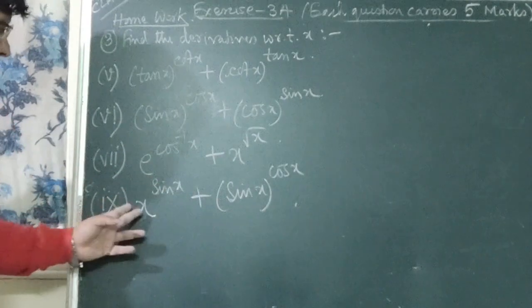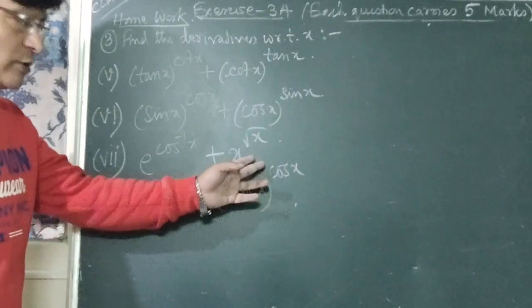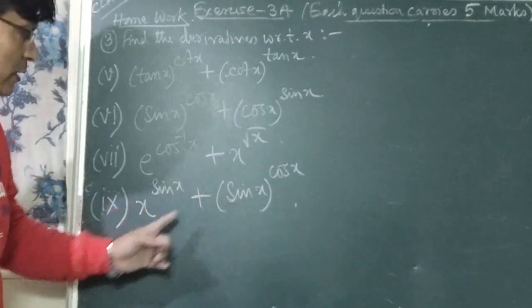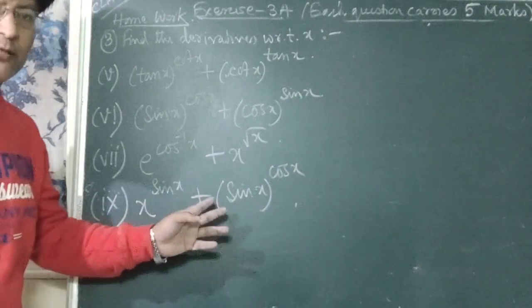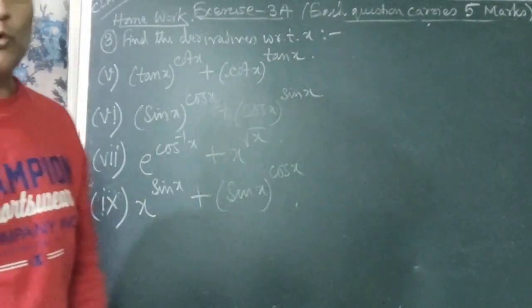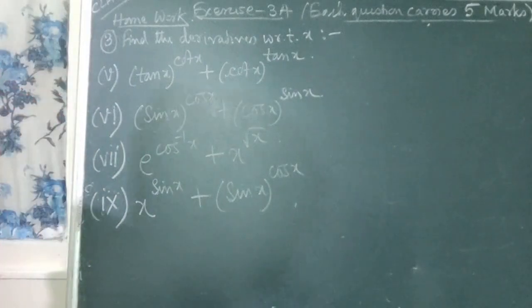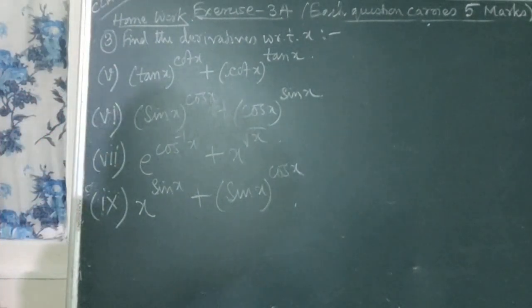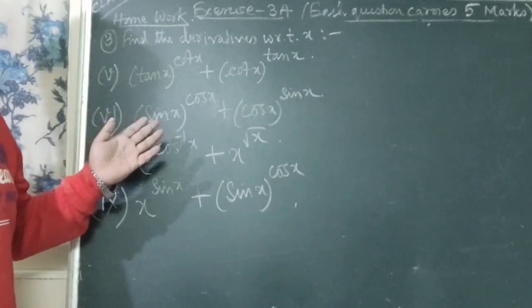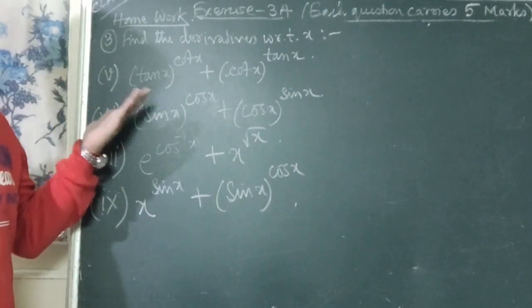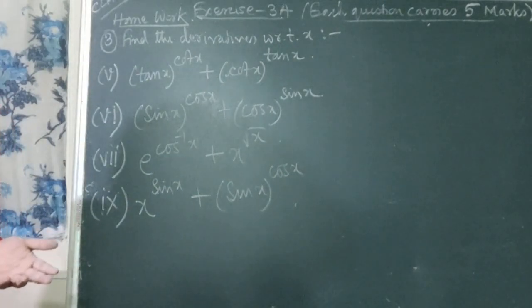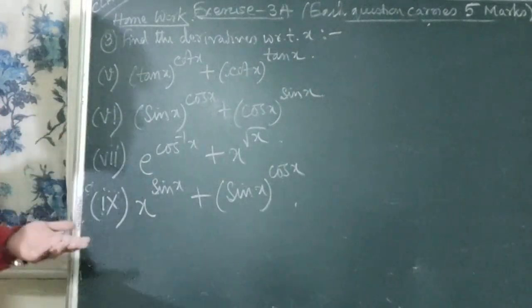Here also number 9, x to the power sin x plus sin x whole to the power cos x is given out here. Here also let y is equal to u plus v, where u is equal to x to the power sin x and v is equal to sin x whole to the power cos x. Okay, so you can do this as your homework, and you can use the same method as we have done in the previous problems. That is, let y is equal to u plus v. Understood? So you can do it at home.